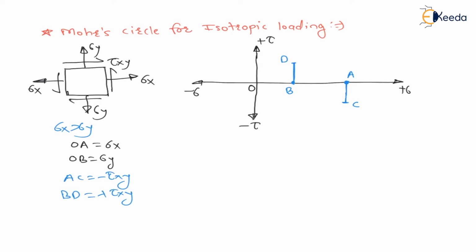Now join C and D. The line CD cuts the normal stress axis or horizontal axis at point E, and E is the center of Mohr circle. With E as the center and E to D as the radius, or E to C as the radius, draw one circle. This circle is called Mohr circle.